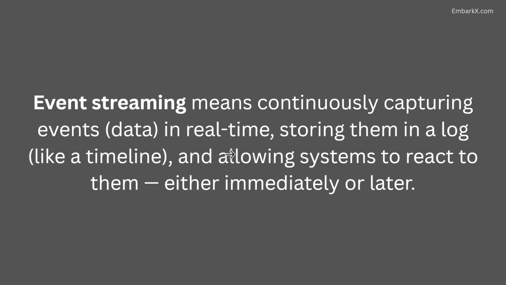And now talking about event streaming. Coming to event streaming, it means continuously capturing event data in real time and storing it in a log like a timeline, and then allowing systems to react to it either immediately or later. So this is what event streaming is. You are continuously sending events, and that is what is known as event streaming. When you are continuously sending events in real time, those events are stored in a log like a timeline, and then other systems who want to check these events, who are subscribed or listening to these events, come and react to them either immediately or they can take their own time and react later.